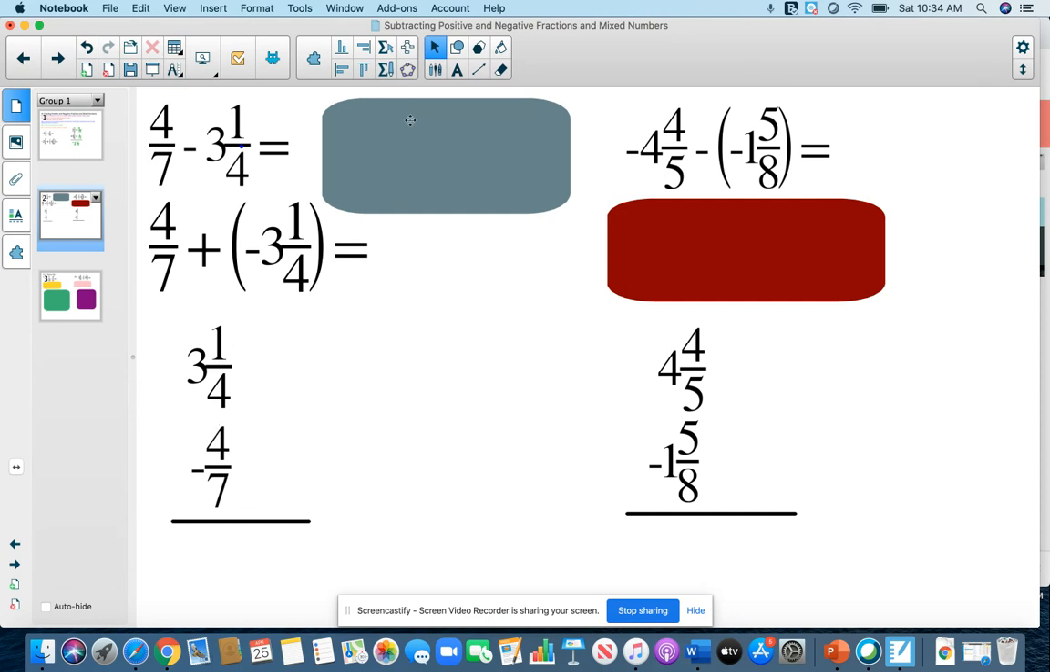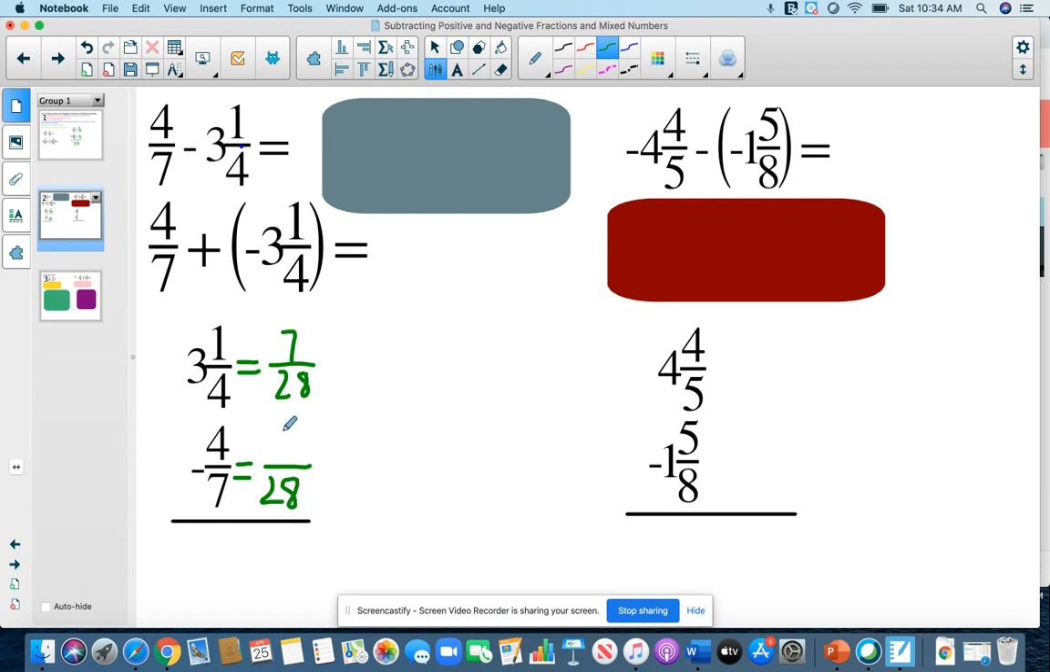We do need to find a common denominator to be able to subtract these. So we're going to go ahead and find a common denominator of 28. So we have 4 times 7 is 28. So 1 times 7 is 7. 7/28 for 1/4. And then for 4/7, we have 7 times 4 is 28, and 4 times 4 is 16.